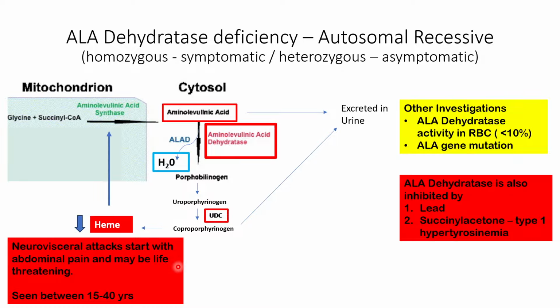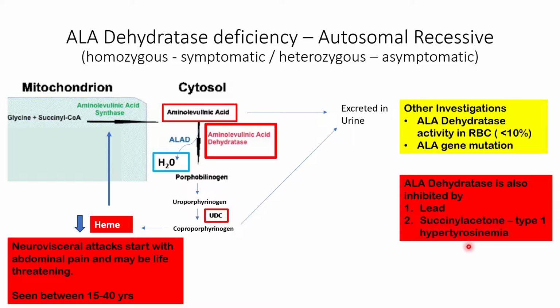Now, apart from the genetic influence, apart from the defect in the gene, ALA dehydratase deficiency also occurs in two important conditions. The first one is lead. Lead poisoning also inhibits ALA dehydratase activity, so you will have the same symptoms in lead poisoning. And the second is when there is accumulation of succinylacetone. This succinylacetone is seen in type 1 hypertyrosinemia.